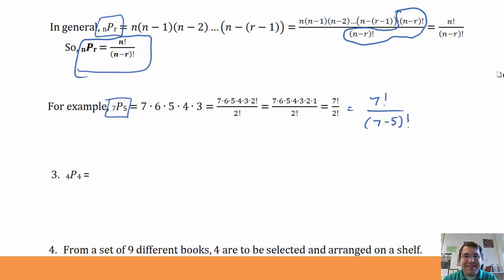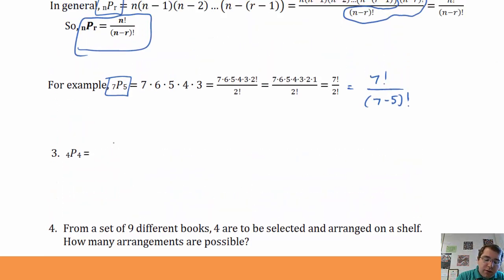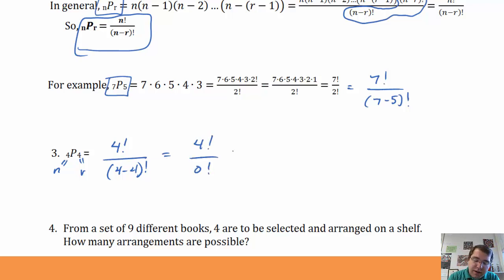Keeping up? Good. Number 3. The permutation of 4 things taken 4 at a time. Okay, well, according to my formula, it's 4 factorial. That's my n, 4. The second number is r. So 4 factorial divided by the factorial of 4 minus 4. Okay, well, what's 4 minus 4? Well, that's 0. Oh, no, I'm dividing by 0. No, I'm not, because we defined 0 factorial to be 1. So this is 4 factorial divided by 1, which is just 4 factorial, which is 4 times 3 times 2 times 1, which is 24.